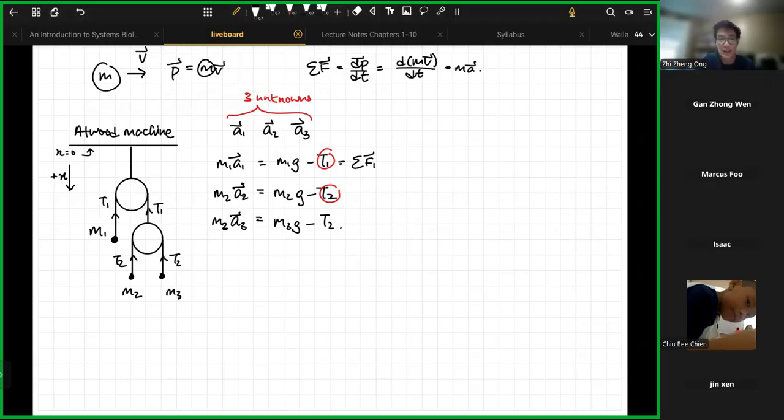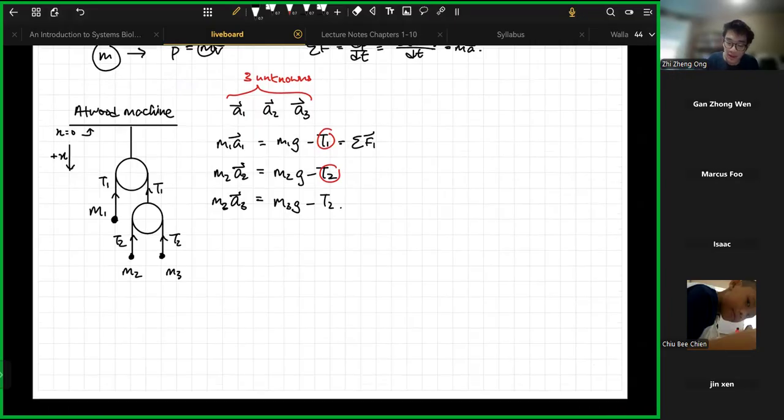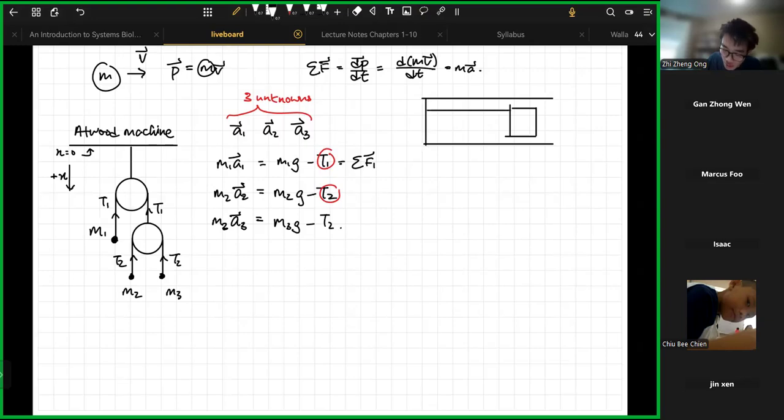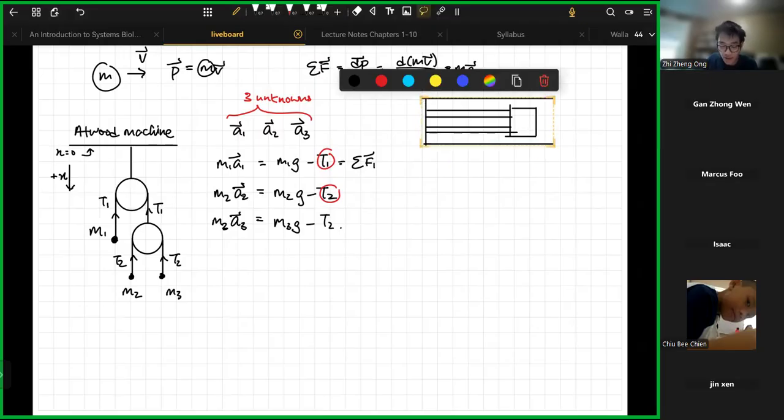In some other problems, the constraint might be the sum of displacements. Suppose you have an elastic problem, like some mass here and then a wall, and then you have two bars that can extend or deform. In this case, you will have to think about the sum of the displacements of these two bars being the same.